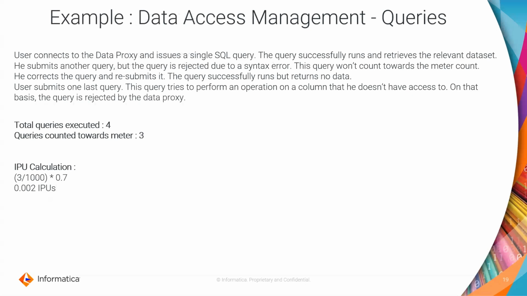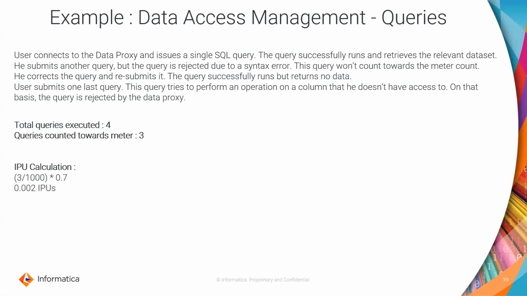Coming to the data access management queries. Here the user connects to the data proxy and issues a single SQL query. This query successfully runs and retrieves the required data set. He submits another query, but the query is rejected due to a syntax error. Again, he corrects that query and resubmits it. The query successfully runs, but does not return any data. The user submits one last query. The query tries to perform an operation on a column that he doesn't have access to. On that basis, the query is rejected by the proxy.